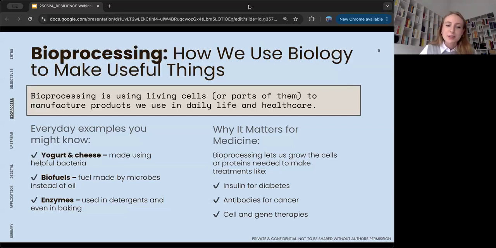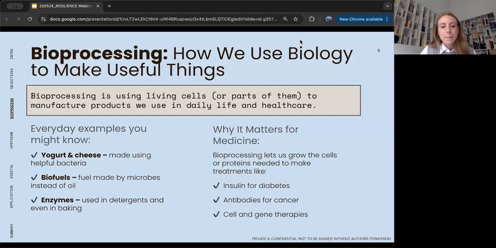Now, how exactly is this relevant to healthcare? Well, bioprocessing also allows us to grow the cells or proteins needed to make life-saving treatments. So, for example, it's how we produce insulin for people with diabetes, it's how we make antibodies that help treat conditions like cancer, and it's the foundation for advanced therapies, for example, cell and gene therapies that are shaping the future of medicine.